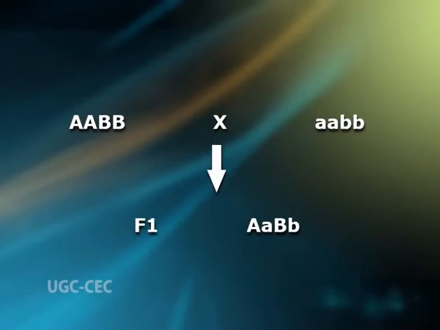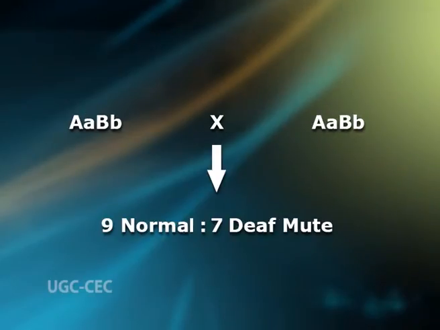When a normal hearing person represented by capital A, capital B is crossed with a deaf mute represented with small a, small b, it produces a normal hearing person with the genotype capital A small a, capital B small b in F1. If the F1 individuals are crossed themselves, they produce 9 normal persons and 7 deaf mute persons.